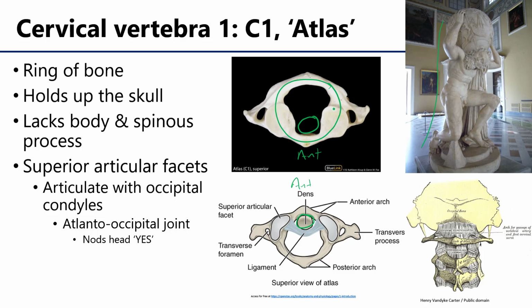So we can see there are pretty unique features here. These are articular facets of C1. These are going to articulate with the occipital condyles of the skull. And so the joint is called the atlanto-occipital joint. And if you were to articulate the atlanto-occipital joint, the action would be nodding the head as if to indicate yes.